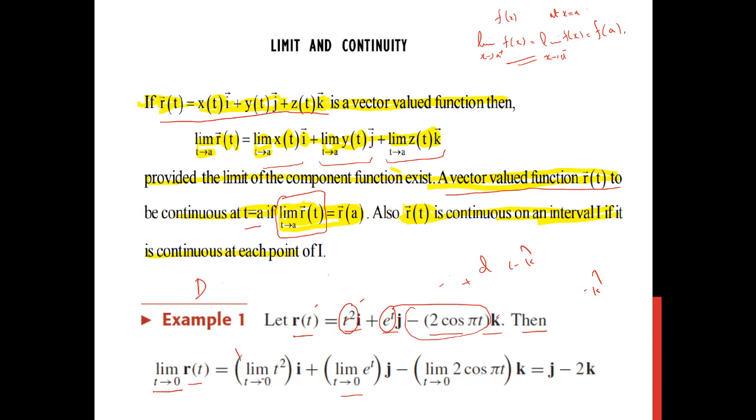That is equal to, this limit becomes 0, right? Plus this will become e raised to 0, that is 1. And this will become cos 0. Cos 0 is 1, right? Minus 2. So that is j minus 2k. So this will be the answer.